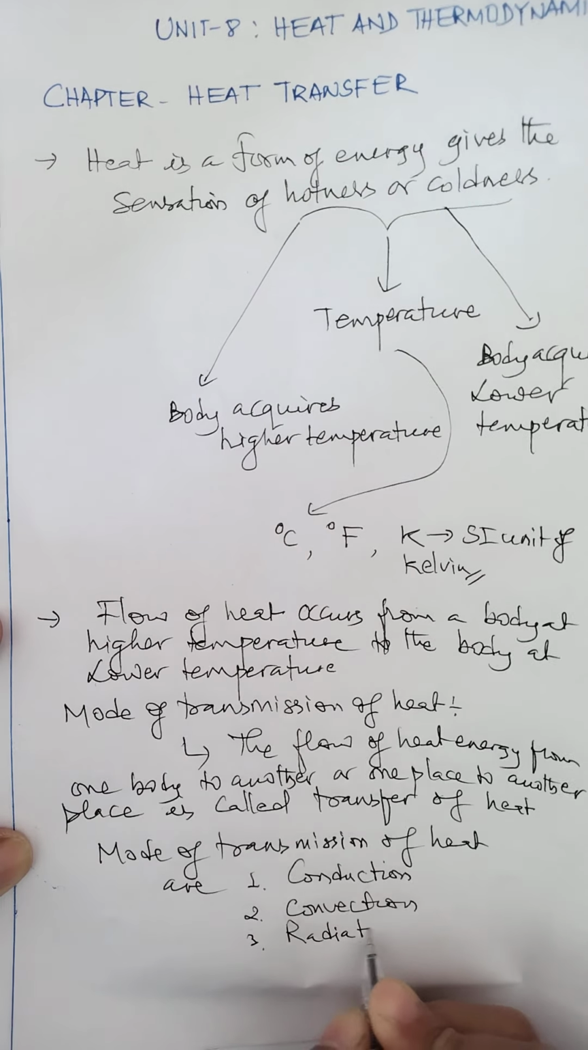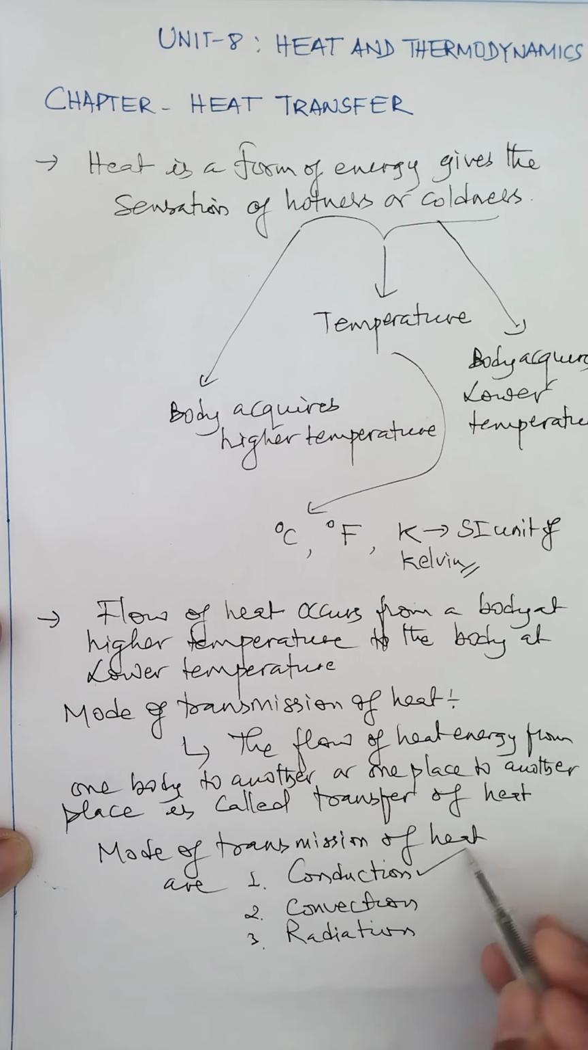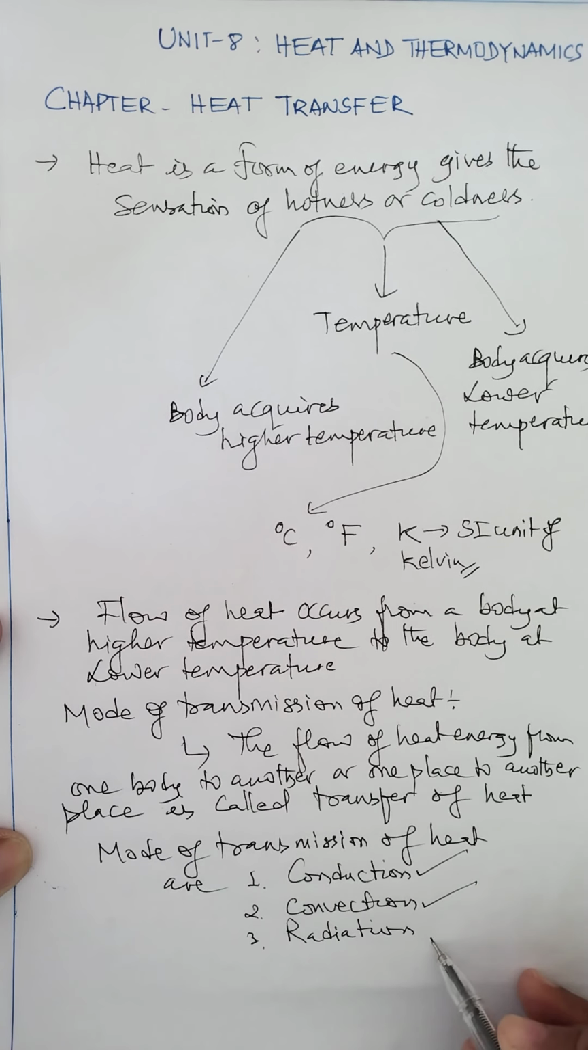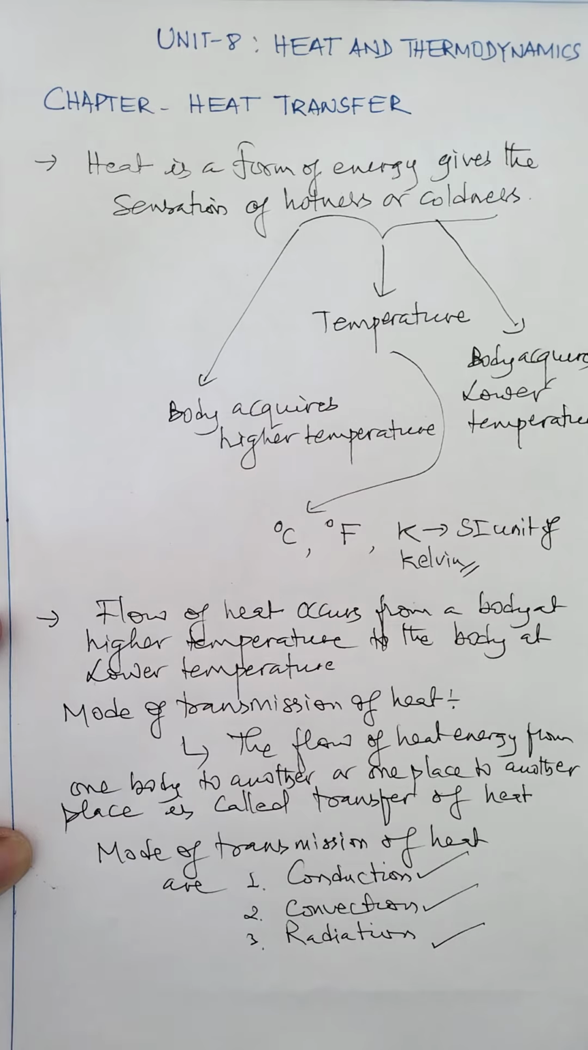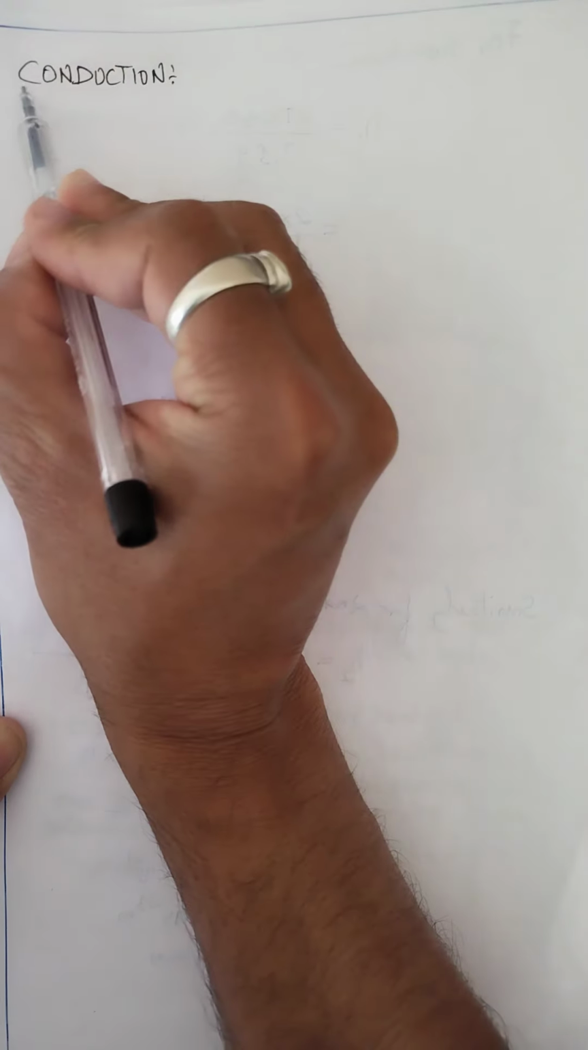So, in how many modes can heat transfer from one body to another body, or from one place to another place? Three modes. And what are the modes? Conduction, convection, and lastly radiation. Now, children, we will discuss in detail these three modes of transmission of heat. The first mode that we are going to learn in detail is conduction.